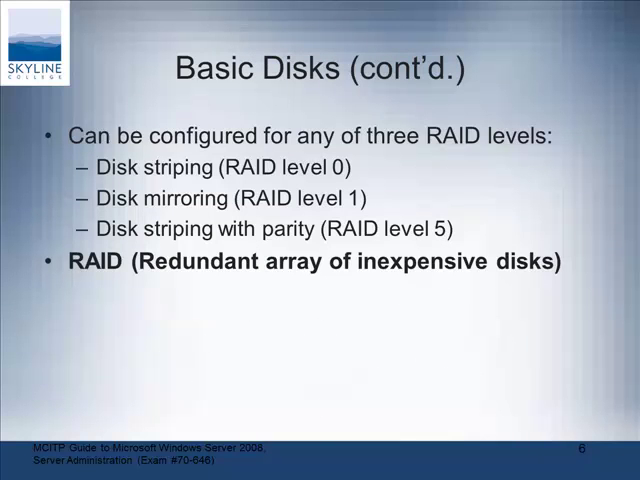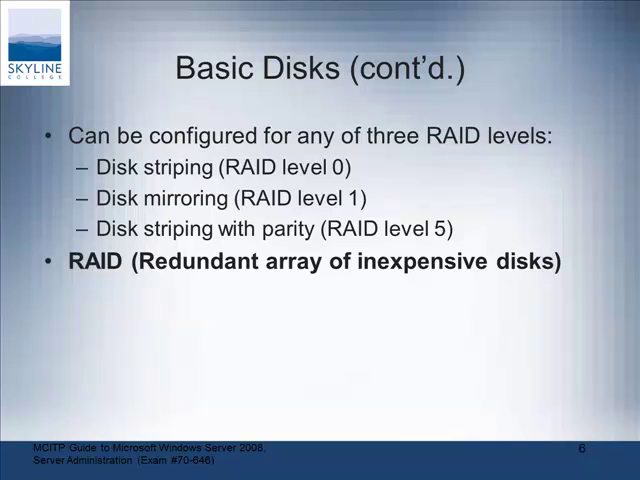Recognize primary and extended basic disks. This is the one that I wanted to try out, and I did try out before we started, because I said, this doesn't look right. It says basic disks can be configured for any of the RAID levels, striping 0, 1, or 5. Give it a shot. Well, the answer is kind of. But when you get done, you get this nice little window. You know what it says?